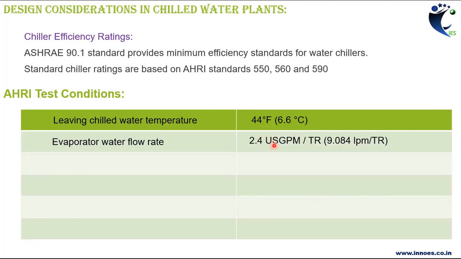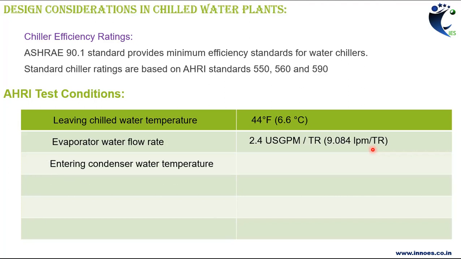So this formula is used to find 2.4 US GPM, that means US gallons per minute per TR, when the delta T is 10 degrees Fahrenheit. That means 9.084 liters per minute per ton. If you are calculating the ton of refrigeration using HVAC software or an Excel sheet, based on the ton of refrigeration, you can directly calculate the water flow rate using this 2.4 US GPM per ton, or if you are going with SI units, then you can take 9.084 liters per minute per TR.